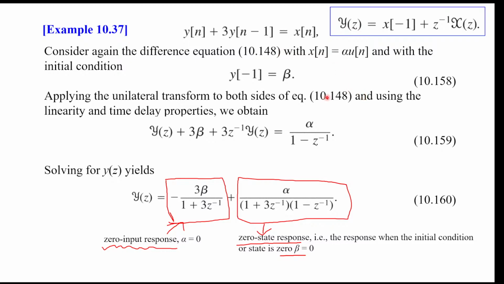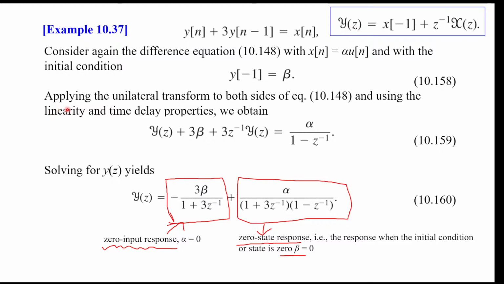So this is our equation, and then we have our x of n equal to alpha u of n. This is quite a simple input, and we have an initial condition. And as we say, the initial condition actually happens before n equal to 0. The initial condition is y of -1 equal to beta. And so we'll apply the unilateral transform on both sides.